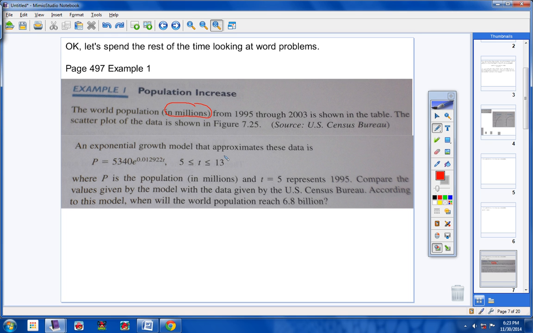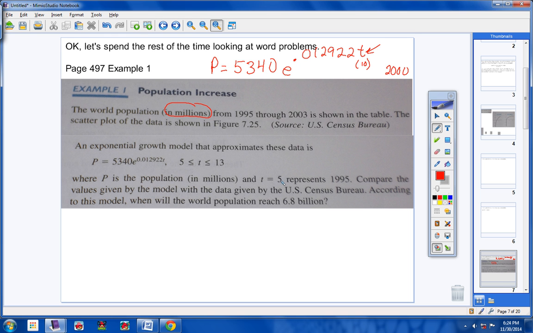I'm going to write the model really big so we can see it a lot better. And of course, you have it in your books also, where t is right here. If I were to put in a 5 and then type this whole thing in my calculator, I would get out the population for when t equals 5. And when t equals 5, what year is that? 1995. So I would know the population in 1995. Let's pretend I put a 10 in there and got out a number. Well, that would be the population for what year? Five years later, so 2000. Do you see that?